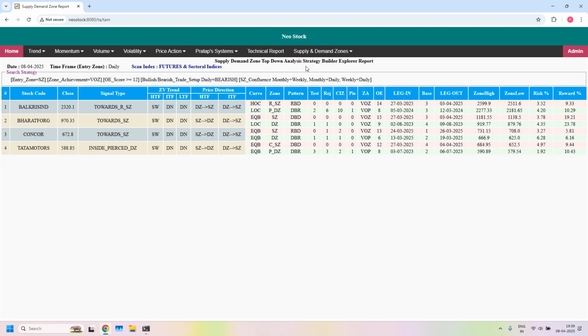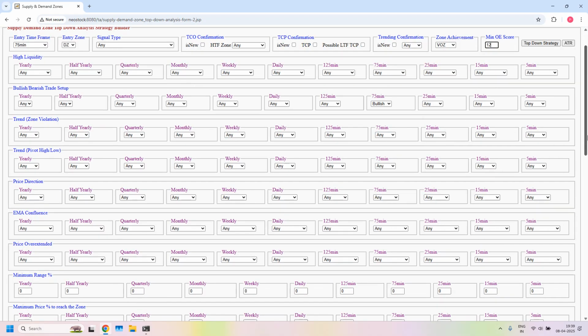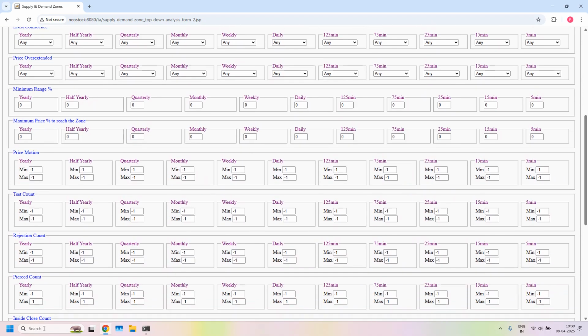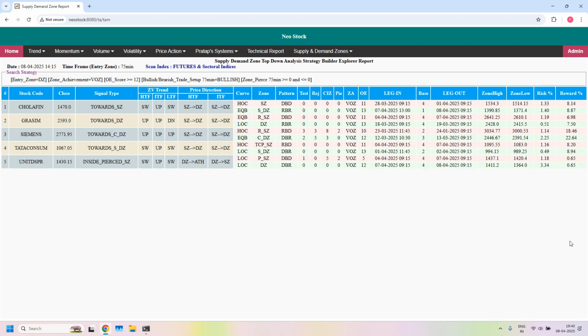Next, we will look into weekly income trade, bullish trade setup, entry time frame 75 minutes, entry zone demand zone, bullish or bearish at 75, I am selecting bullish, zone achievement VOZ, minimum order enhancer score 12, and the pierced count on 75 minutes time frame, minimum value 0, maximum value 0. That means zone should not be pierced. 75 minutes demand zone. With these filters, we got 5 stocks.